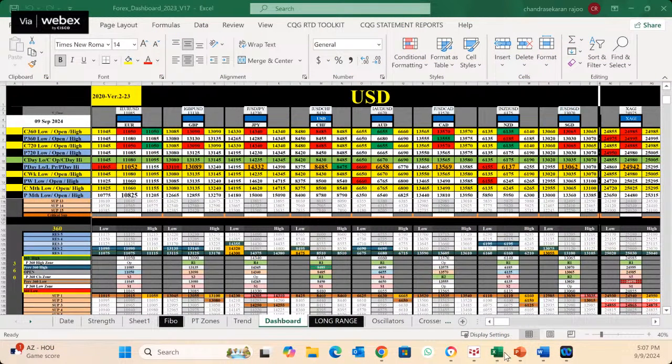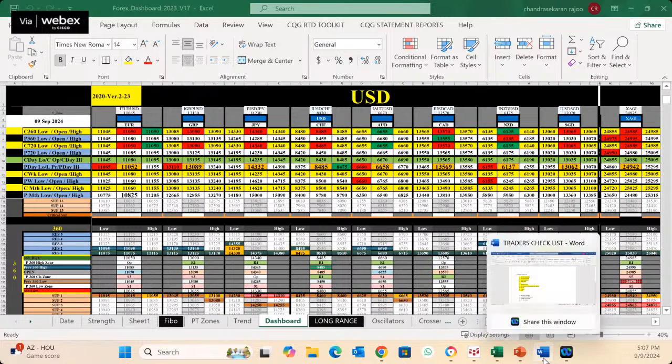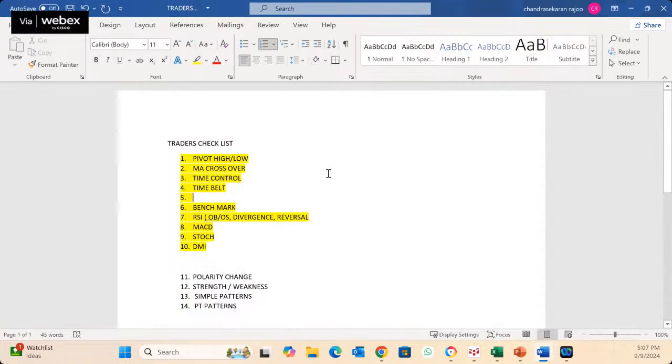Okay, so what we are going to do is share with you the tools which we were discussing, and now we are going to apply them to see how you can use them in your trading and how effective they are.